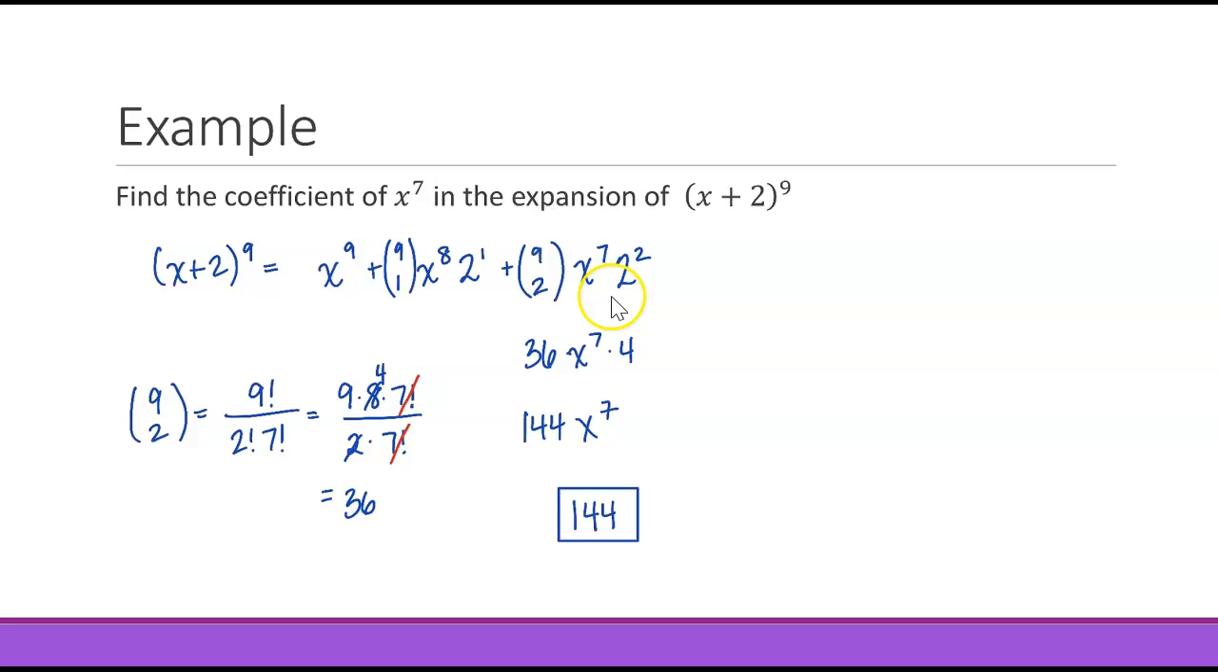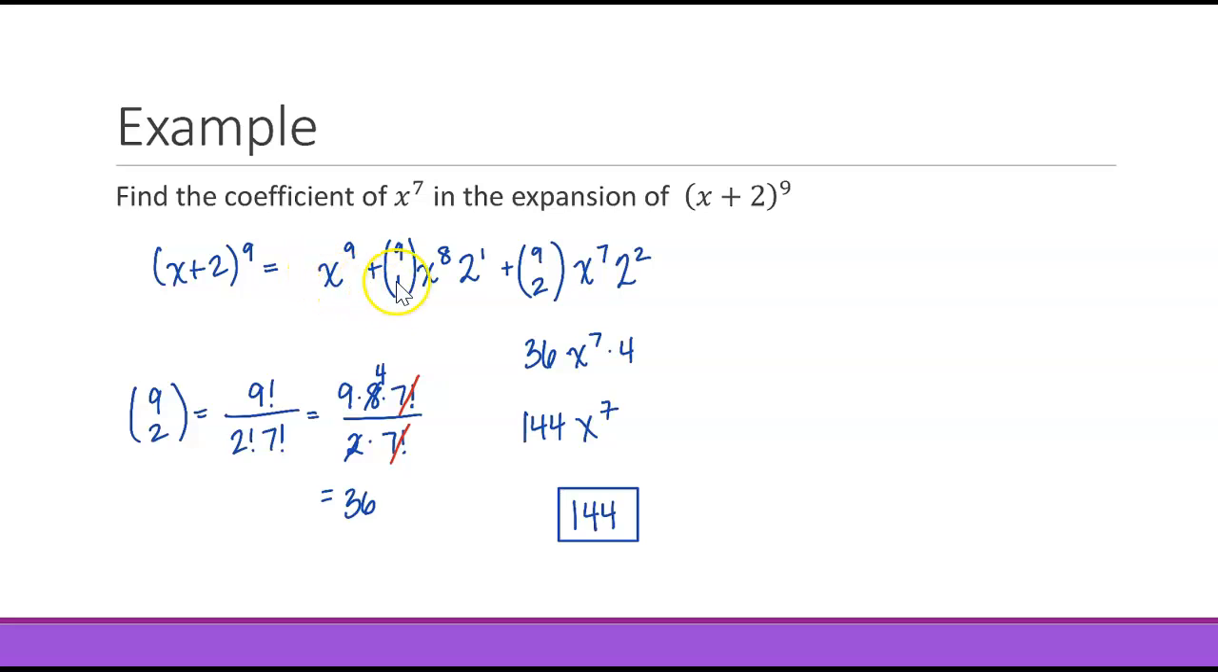Something else that I want us to just observe is the coefficient. We see 9 choose 2, and notice the number on the bottom is the exponent of the second piece of the binomial. So here, 9 choose 1, the exponent of 2 is 1, that's on the bottom. Here, the exponent of 2 is 2, that's on the bottom of 9 choose 2.